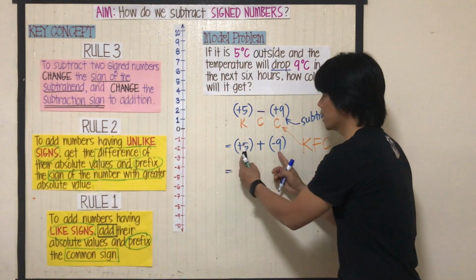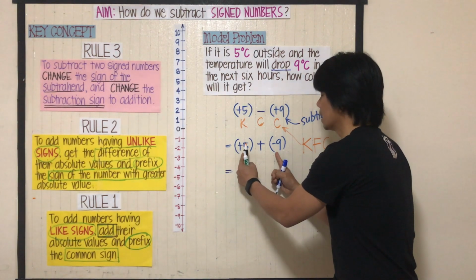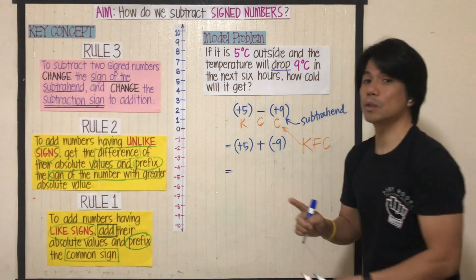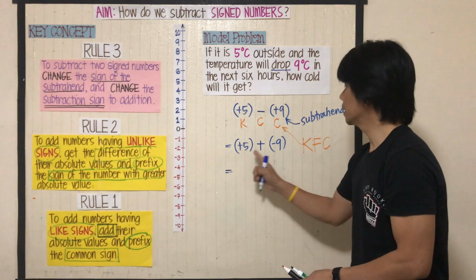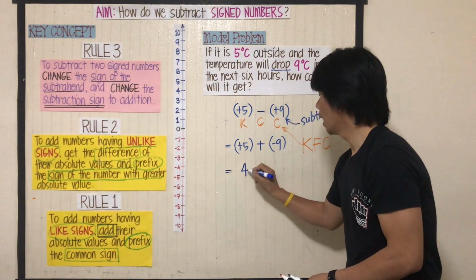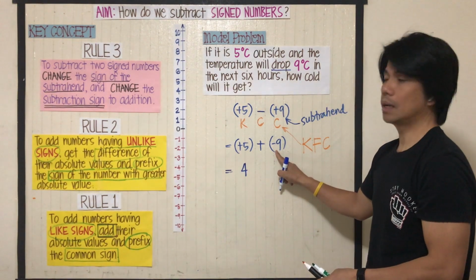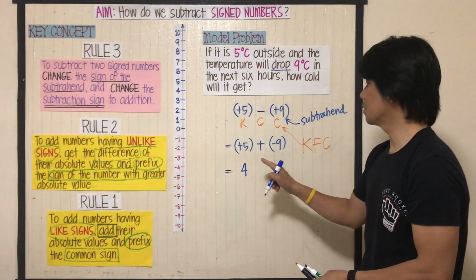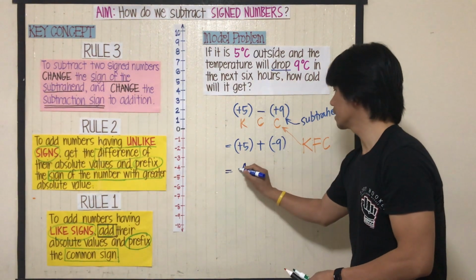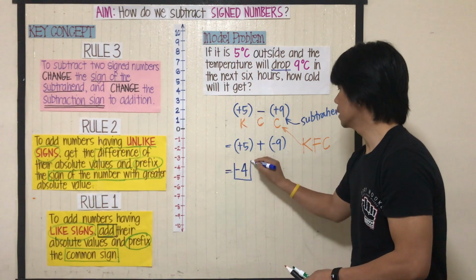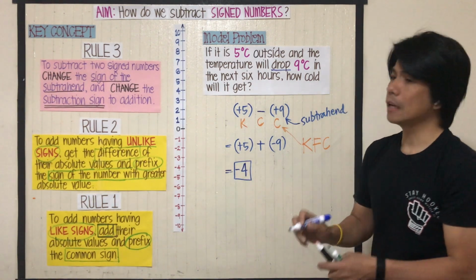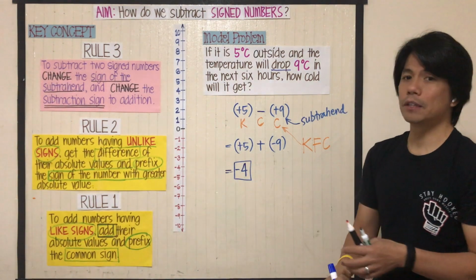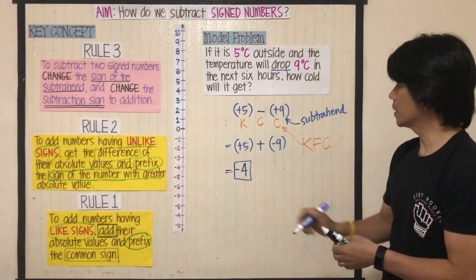So to add numbers having unlike signs, get the difference of their absolute values, which is 4, and then keep the sign of the number with greater absolute value, which is negative. The answer is negative 4. Now again, you may want to check the other videos about this lesson, okay?